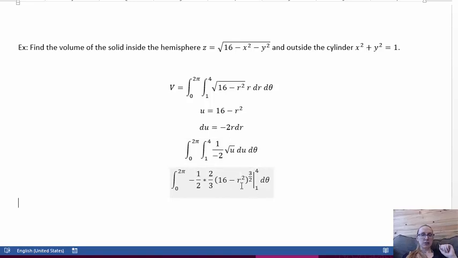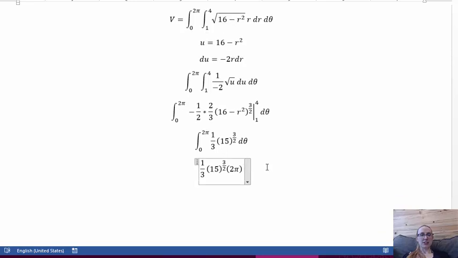Now I just need to plug in the 4 and the 1 for r. When I plug in the 4, it's going to turn this into 0, but I will get a value when I plug in for r. I get a 1/3, 15 to the 3/2 power. This is a square root of 15 cubed. This doesn't really simplify, so I'd probably just leave it like that. And then we're integrating with respect to theta, but this is just a constant, so this should be pretty easy. Do our antiderivative with respect to theta, and then plug in the 2 pi and the 0. So we end up with 1/3, 15 to the 3/2 times 2 pi, and that would be our final volume answer.